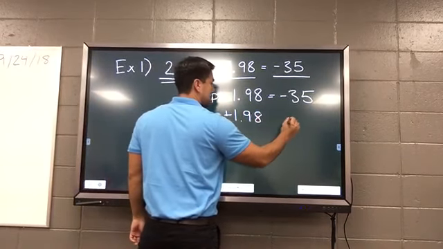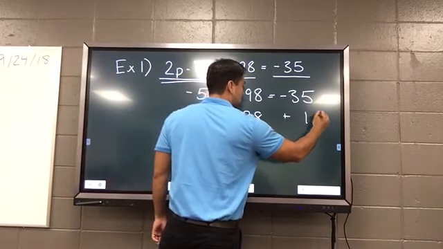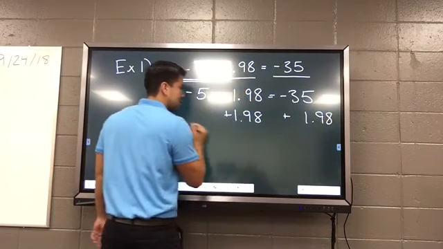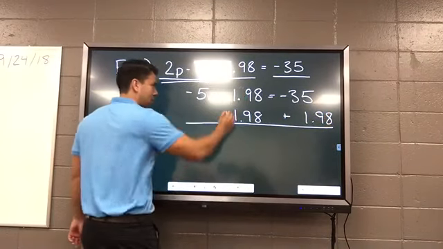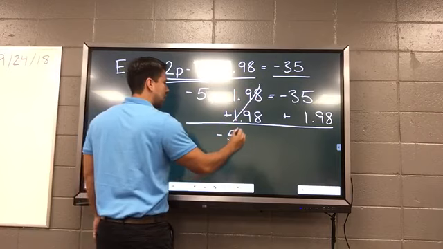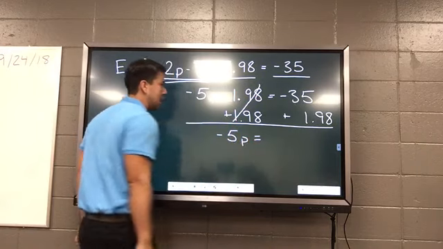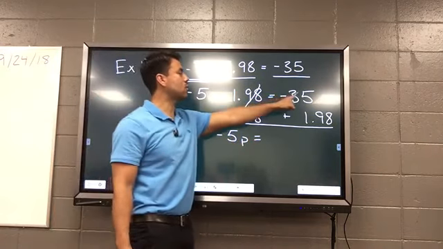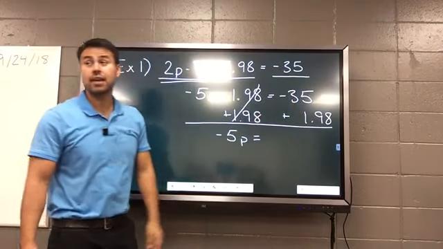Add 1.98 to both sides. When you do that, be super careful with your decimal place because that does affect your solution. So I get negative 5p equals, now, I have a negative 35 plus 1.98.